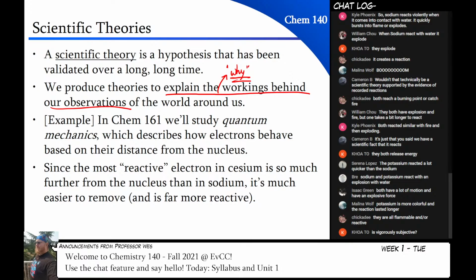Now, if all of that discussion went over your head, that's totally fine, because we don't even technically know what an electron is yet in this class. But if you've heard of these words before, you can see what the difference between a theory and a law is. Theories give you nitty-gritty details. This is why this is happening.